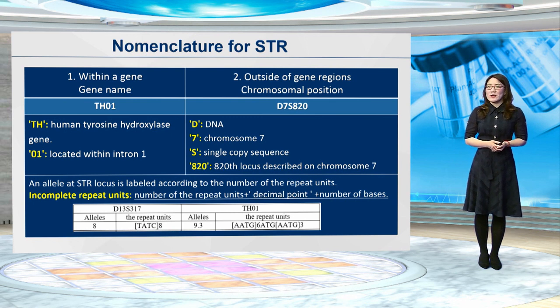In general, an allele at an STR locus is labeled according to the number of repeat units. However, not all alleles for an STR locus contain complete repeat units. Microvariants are alleles that contain incomplete repeat units. The most common example of a microvariant is allele 9.3 at the TH01 locus, which contains 9 tetranucleotide repeats and 1 incomplete repeat. So for the incomplete repeat unit, we present it as the number of complete repeat units plus a decimal point plus the number of bases.